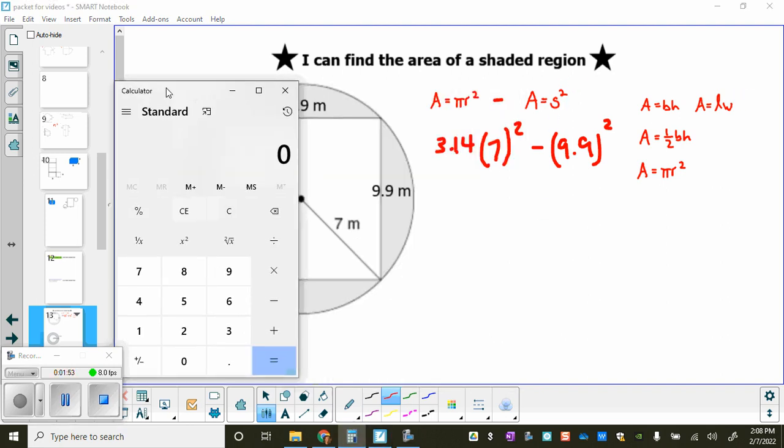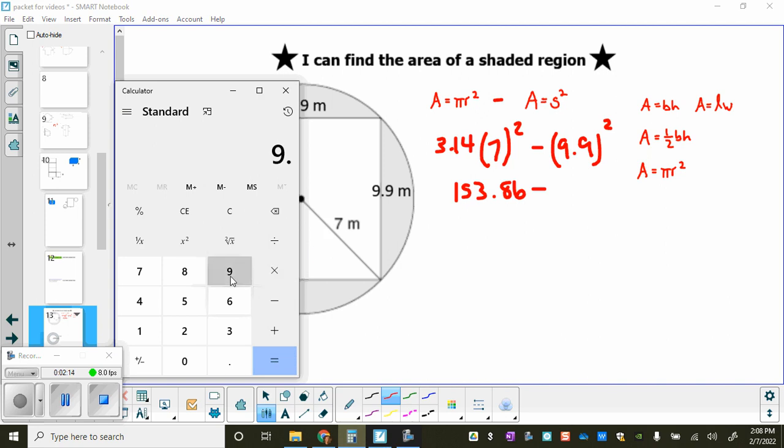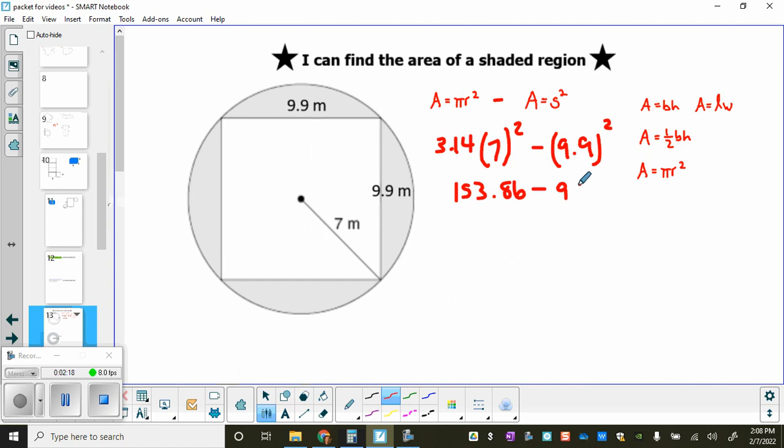All right, so now let's bust out our calculator. For the circle, we've got 7 squared is 49, and I'm going to multiply that now times pi. So this is the area of the full circle. The full circle is 153.86. Now we're going to subtract my 9.9 square. So let's do 9.9 squared, which is 98.01.